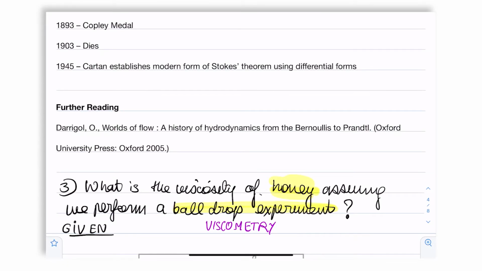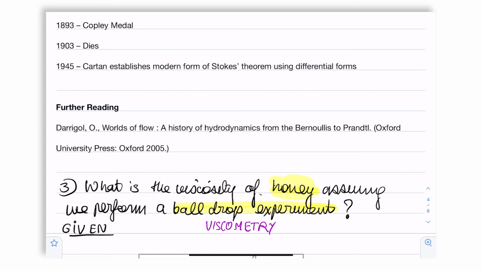So we talked about dynamic viscosity, we talked about kinematic viscosity, and we made a small historical excursion to Stokes. Now we're going to ask a practical question about how we would measure the viscosity of a very dense fluid, which is of biological origin, honey.